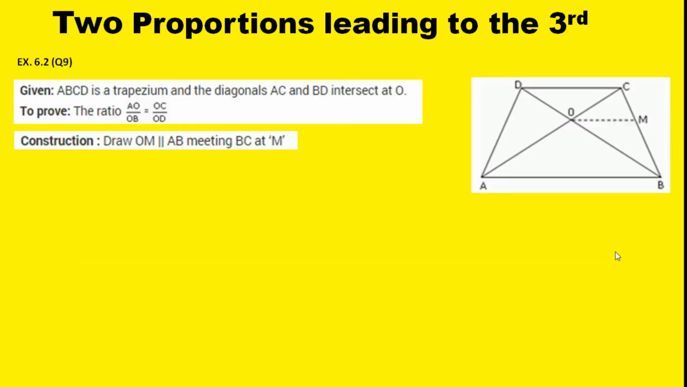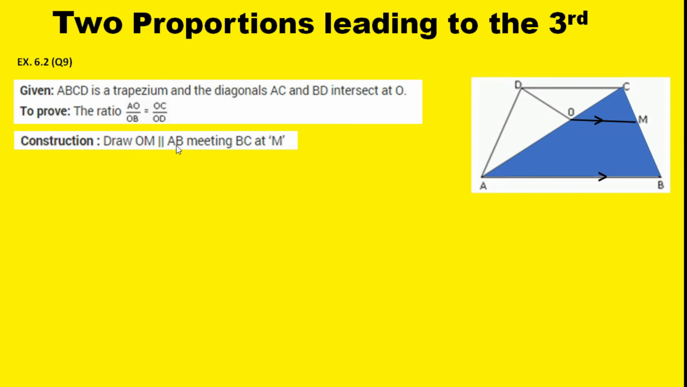Another example of a similar one. Now ABCD is a trapezium here. Diagonals AC and BD are intersecting at O, and we need to prove this. There is one construction that is required in this question, because please remember, BPT can only be applied to a triangle. And in this question, though it is given as a trapezium, and a trapezium has a pair of opposite sides parallel, CD and AB do not belong to the same triangle. So BPT cannot be applied directly.